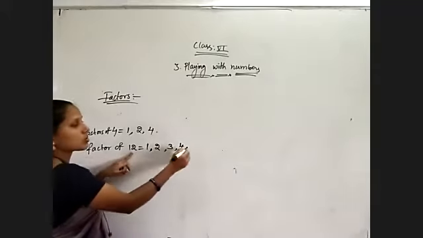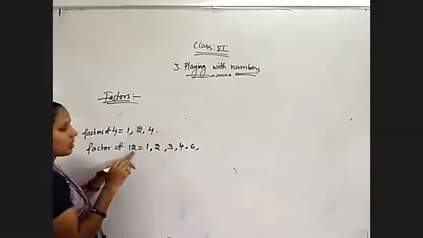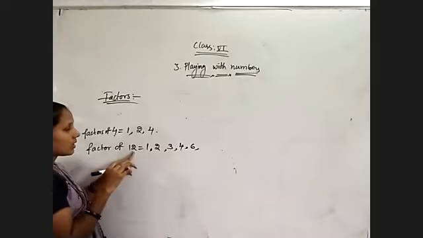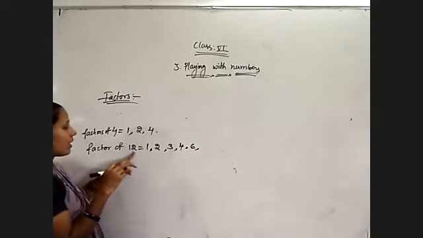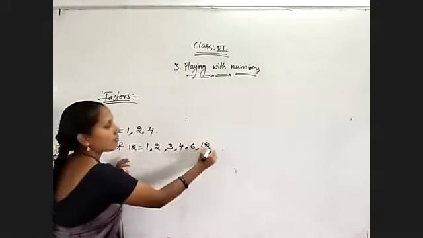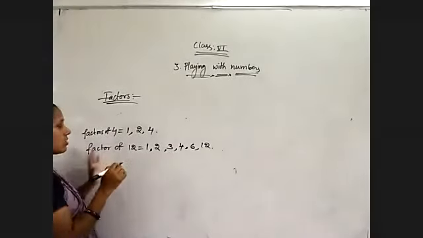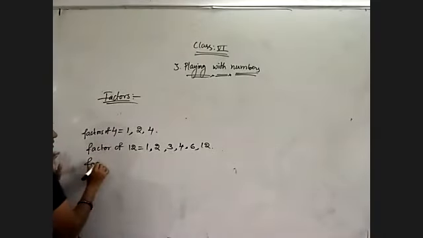6 table, 6 twos are 12. 7 table no, 8 table no, 9 no, 10 no, 11 no. 12. After this, we will not get any number. That's all. Now try to write the factors of 15.